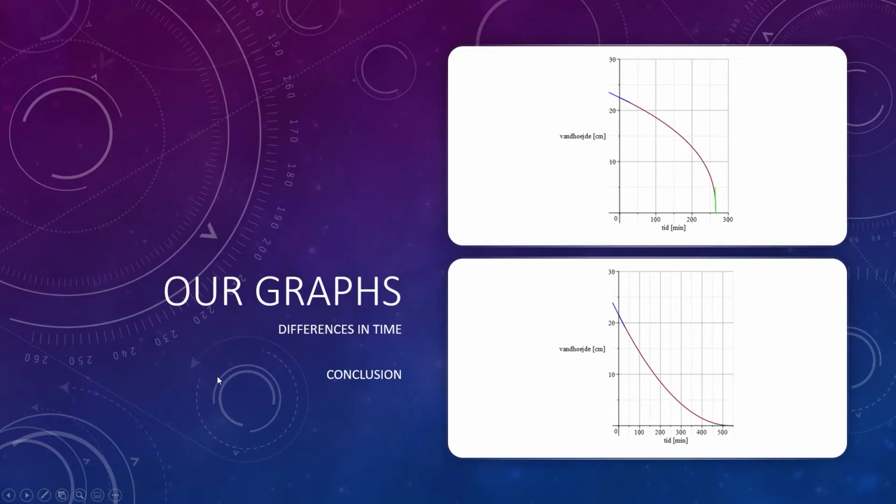So what we're able to conclude at the end of our project, and the conclusion of this entire project, is that the shape of the vessel plays a significant role in the time it takes to empty it, and that this can be foreseen or calculated by differential equations. So yeah, that's basically the entire project.